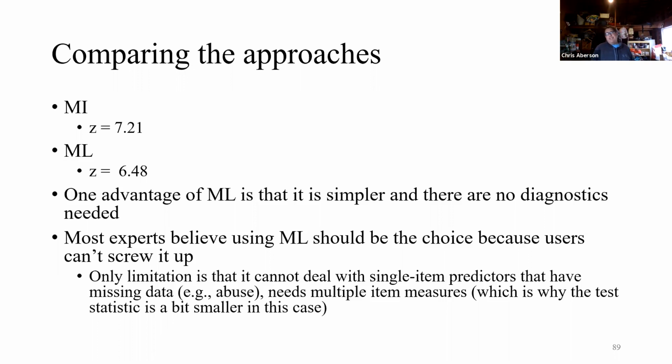The only limitation that I would say is that it can't really deal with single item predictors that have missing data. It did throw out some of the abuse cases, and that's exactly why that z-value is smaller. It has a slightly smaller sample size. It needs multiple item measures to work properly. So that's really the only limitation. That said, in this case, I would have used multiple imputation because it doesn't have that limitation. But this is a relatively uncommon limitation.